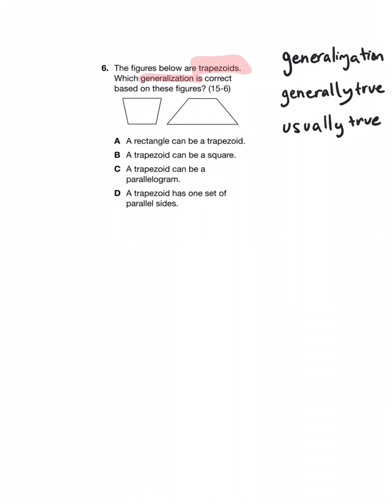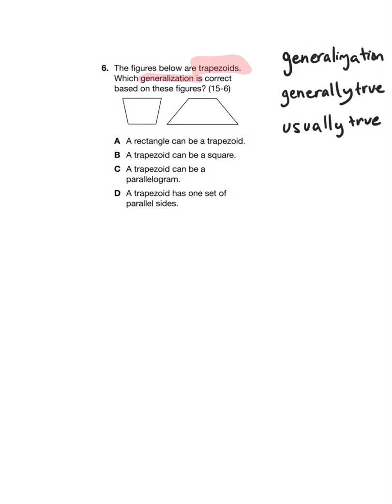That is a mouthful, that word, generalization. What they mean by that is which of these statements are generally true or usually true of trapezoids? Okay, so let's think about which of these statements are generally true or usually true. Choice A, a rectangle can be a trapezoid.